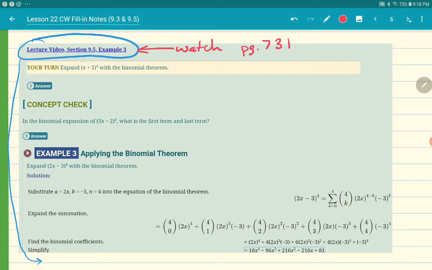731. So push pause on my video. Go watch example 3, and then come on back here and we'll try one together, and I'll show you my way of doing it.